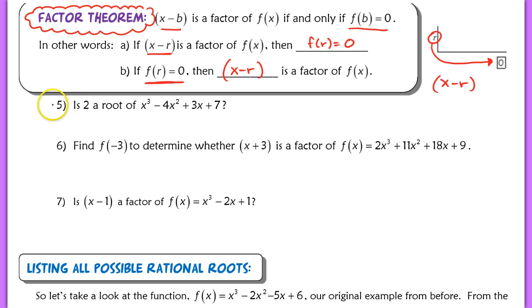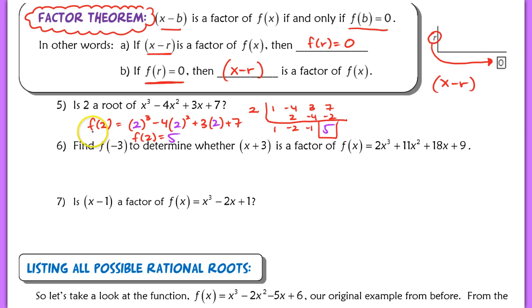All right, let's test our understanding of the factor theorem by answering questions 5 through 7 here. Now question 5 asks if 2 is a root of x cubed minus 4x squared plus 3x plus 7. Now we know based off of what the factor theorem states, if 2 is a root, then f of 2 has to equal 0. We also know that if 2 is a root, x minus 2 would have to be a factor, which means we can use synthetic division. We can place a 2 here on the outside, and we would expect to get 0 as our remainder once using synthetic division. So in order to save some time here, I'm going to pause the video and I will evaluate f of 2, and I will also do the synthetic division using that factor x minus 2.